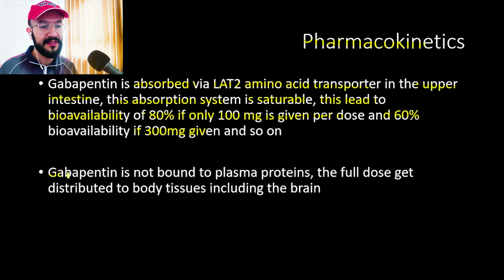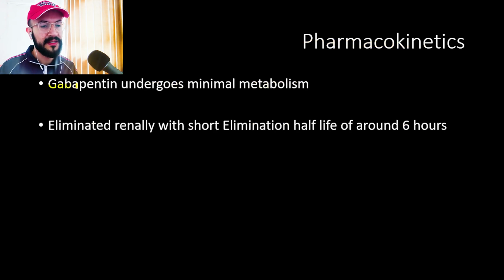And the gabapentin is not bound to plasma proteins, and the full dose gets distributed to body tissues, including the brain, where it produces its effects. The gabapentin undergoes minimal metabolism, and the dose is eliminated renally with a short elimination half-life of around 6 hours.